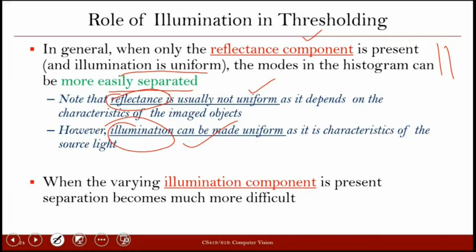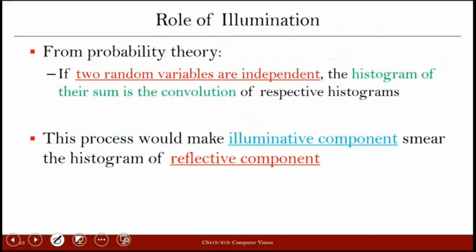Whenever we have varying illumination, separation of the foreground and background will be difficult. But if you have uniform illumination, then based on thresholding, it can be easily done. In the subsequent discussion, we are going to use these results. So just remember, if you have two independent random variables, then the histogram of their sum is the convolution of the respective histograms. Please remember this result.